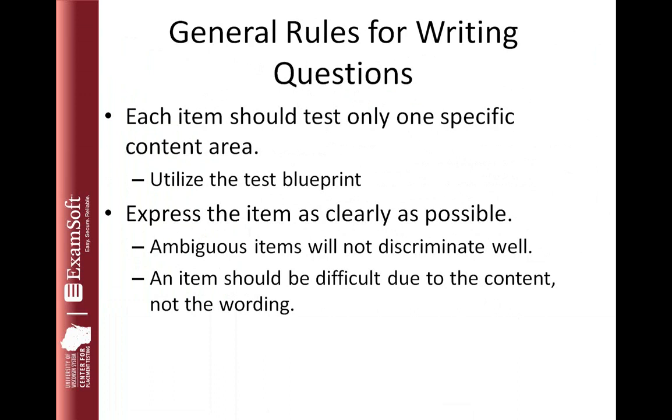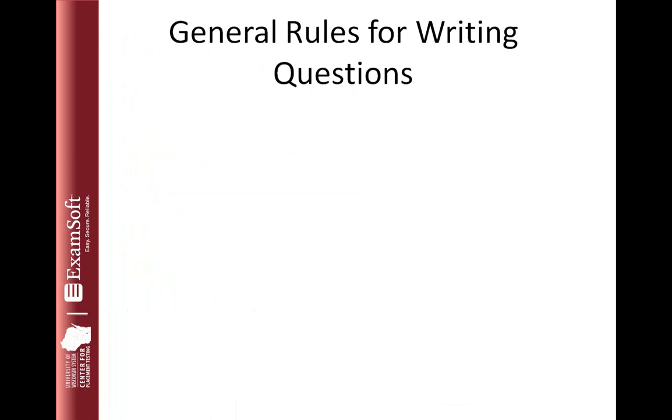Ambiguous items are not going to discriminate well, meaning that they're not going to be able to differentiate between examinees who do well on the test or who really know the content versus examinees who don't do as well on the test or don't know the content as well. We really want the difficulty of our item to arise due to the content and not because of the wording of the test. If it's due to the wording, it's likely that that item is going to be misunderstood and that examinees who actually really know the content or should know the answer have a higher chance of getting that item wrong simply because they didn't understand what we were asking.